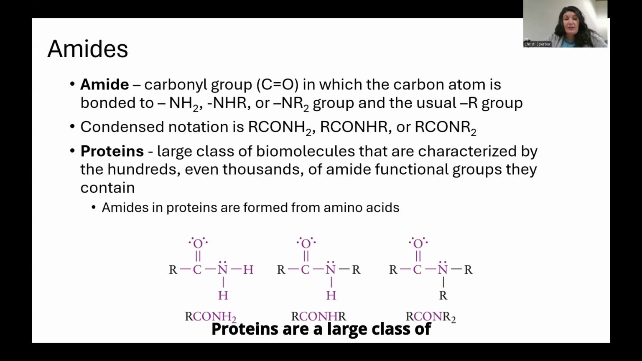Proteins are a large class of biomolecules that are characterized by the hundreds or even thousands of amide functional groups that they contain. Amides in proteins are formed from amino acids, so proteins are made up of amino acids. So these are the three different structures that amides can take.